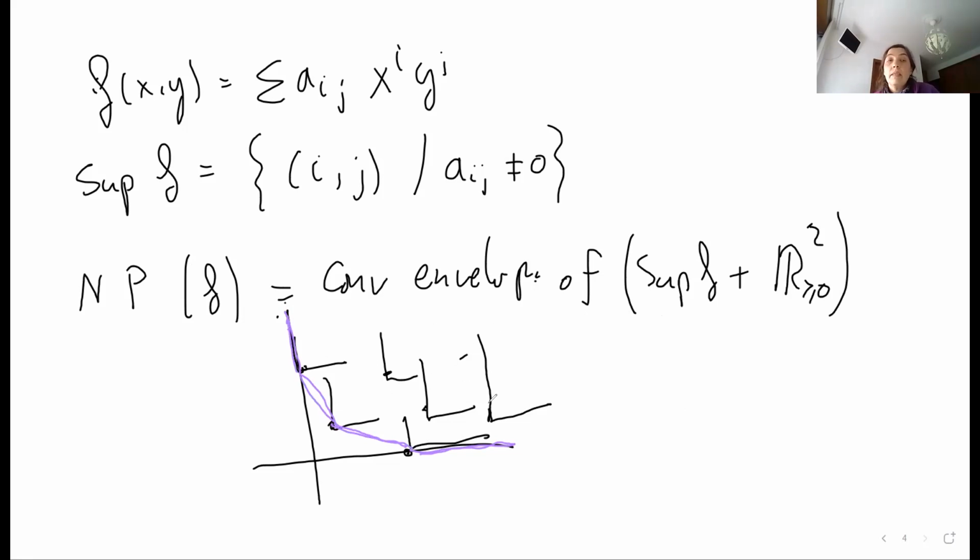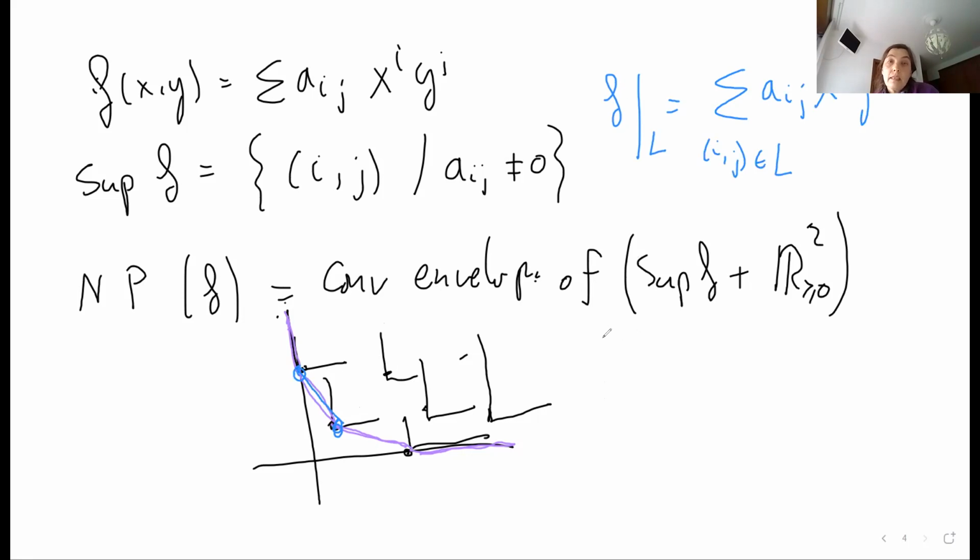What does the Newton polygon method say? First, we need another definition: f restricted to an edge. F restricted to an edge is the sum of a_ij x^i y^j, where (i,j) are in the edge. So I have a series that may have infinitely many terms, and when I restrict it to an edge, I just stay with the terms whose exponents are in the edge.